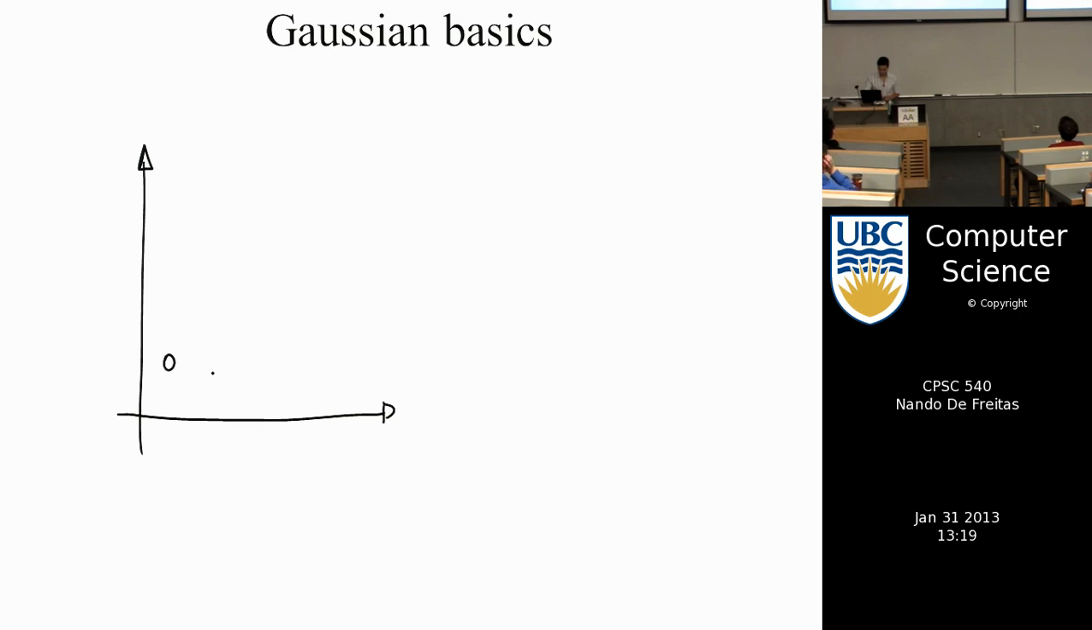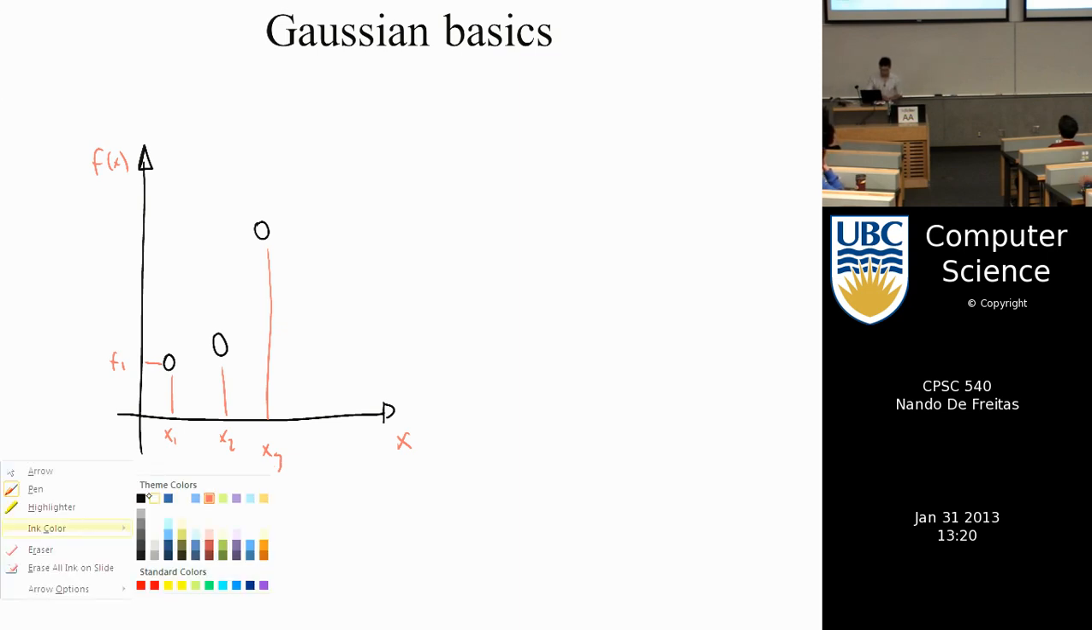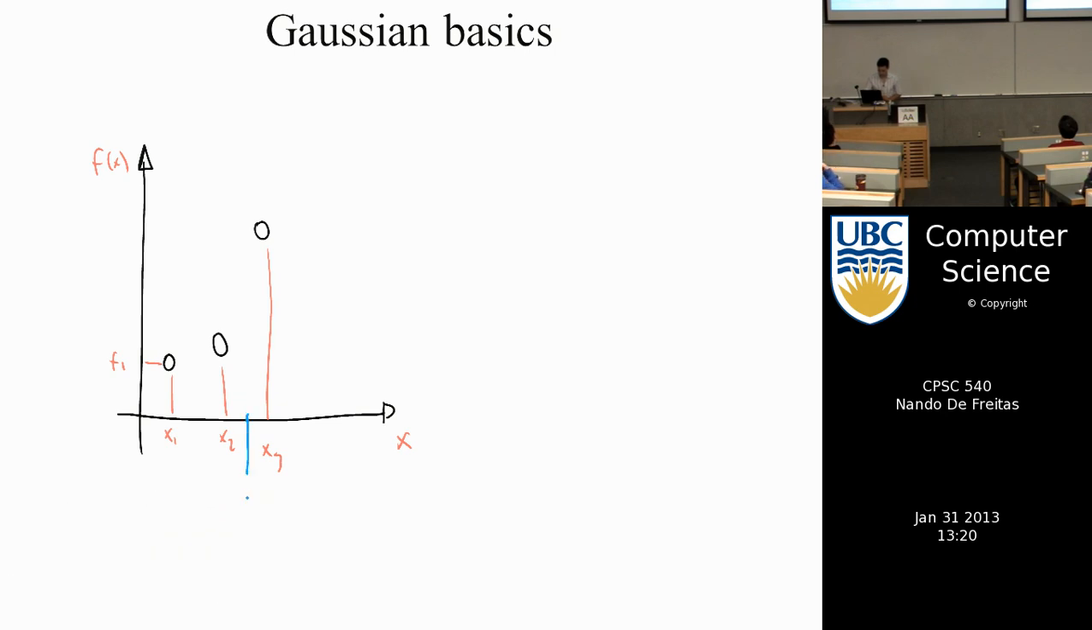Okay, so we had our 3 points, which I remind you were x1, f1. This is still f of x, and this is still x. I have x2, I have x3. But now, let's assume that I also have a point x star. Someone just gave me a point x star. And I do not know the height of that point. So the corresponding f, which I'm going to call f star, is a question mark, is unknown.